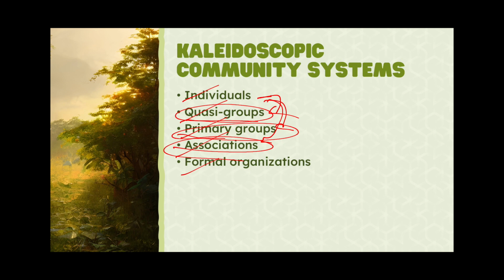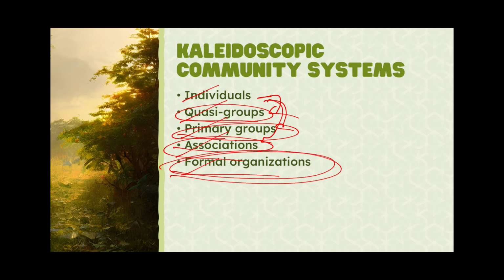But an association is a little bit formal, though not as formal as a formal organization, which has a laid out organizational structure with particular roles that are specialized among the people found there. They may be housed in a particular building, and there are really rigid rules within formal organizations.